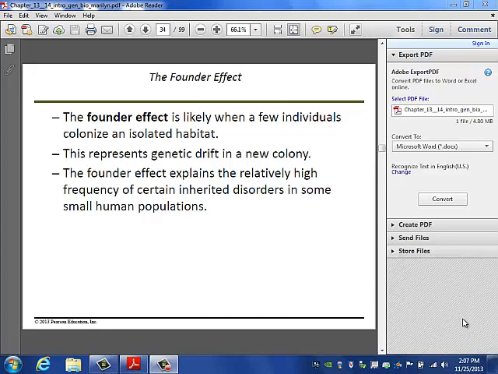All right. So we left off talking about something called the founder effect.